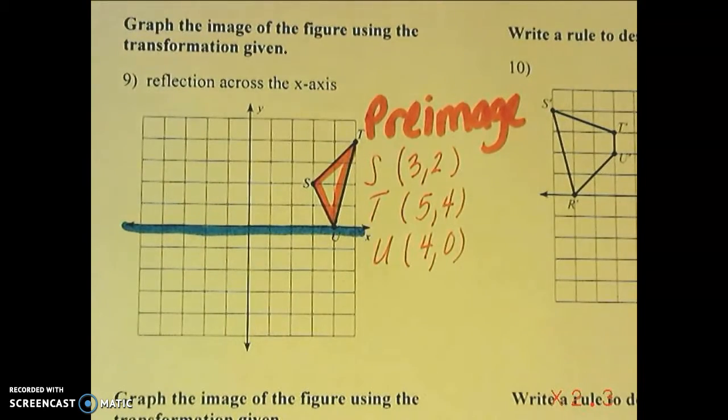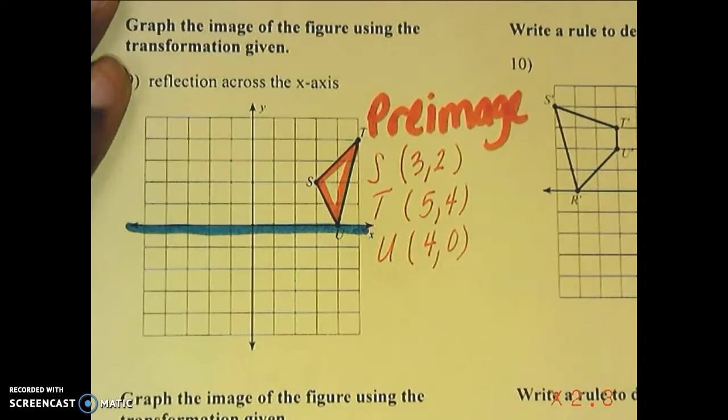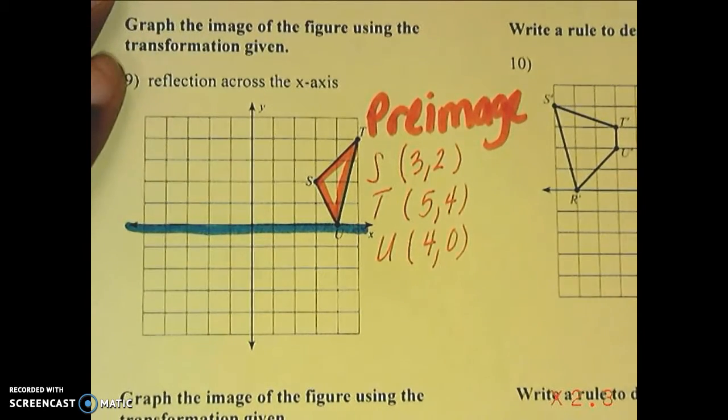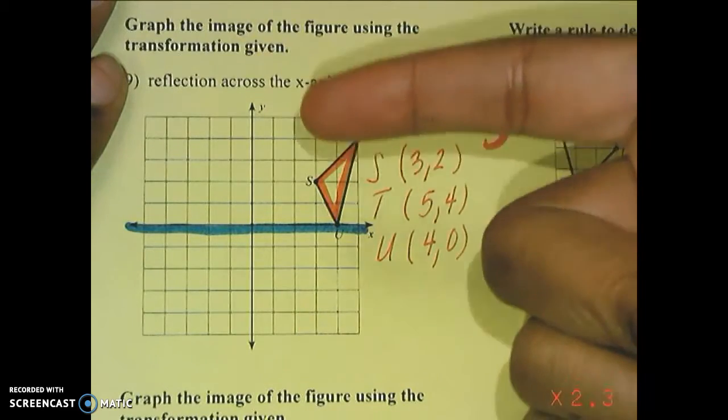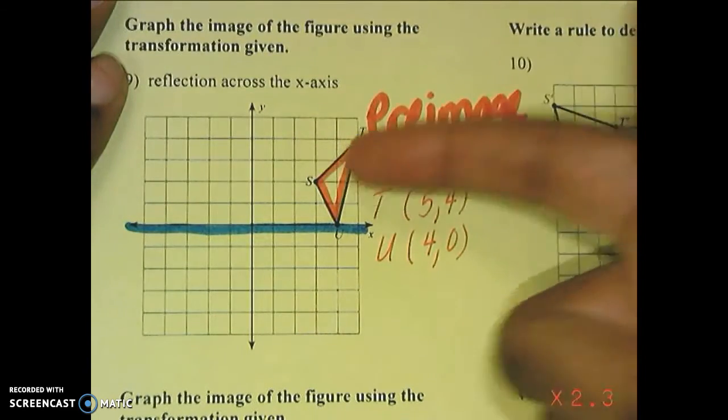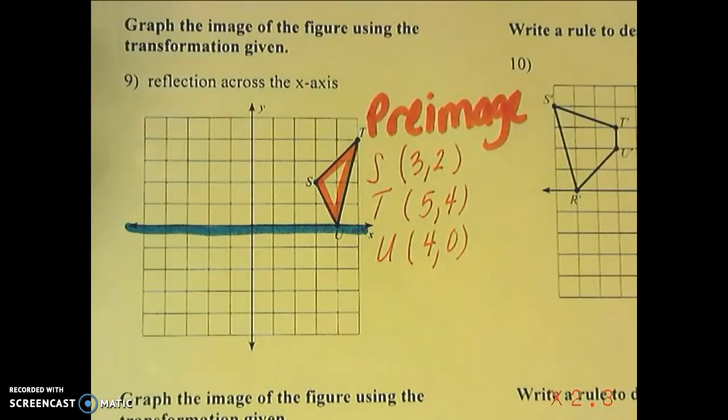Okay, so what happened, I went ahead and wrote down the points. So if you didn't want to see the points, then pause it, rewind it so that you can start from scratch. But anyway, that's the location for S, T, and U. So what's going to happen is I'm going to flip those points from the top to the bottom, so from quadrant 1 to quadrant 4 on the graph.